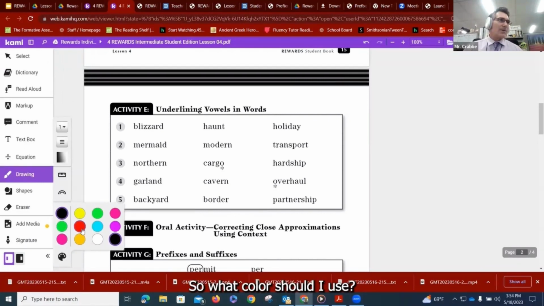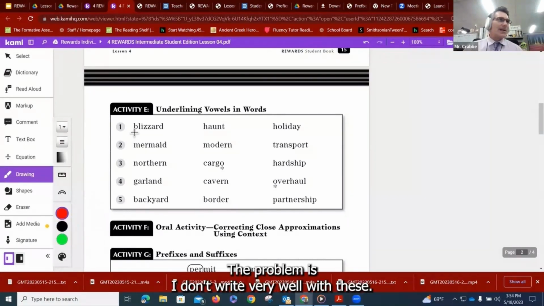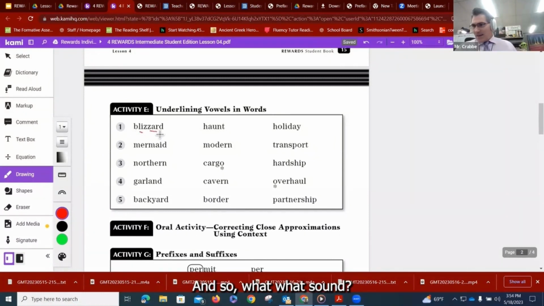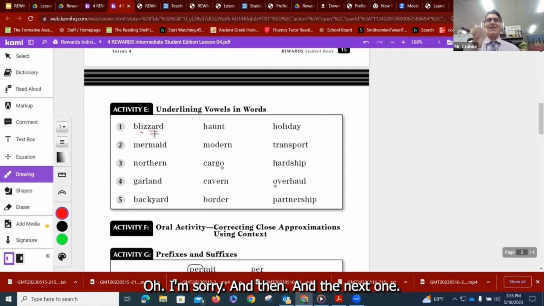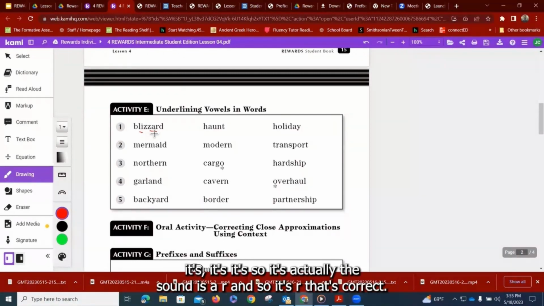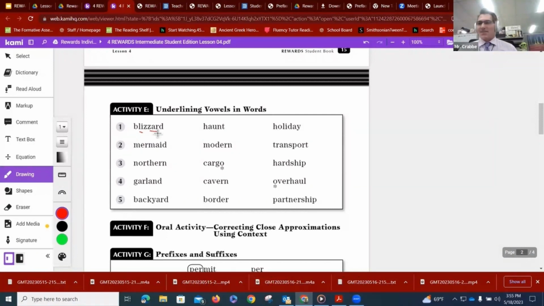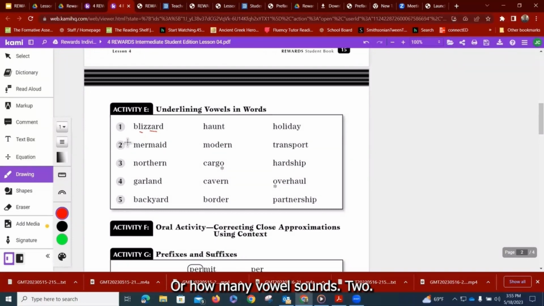So what color should I use? I'll use red. The problem is I don't write very well with these. So underline the vowels. Okay. And what sound? I. Good. And then the next one, what sound? It's actually the sound is AR, and so it's R. That's correct. And how many vowel sounds? 2. Okay.